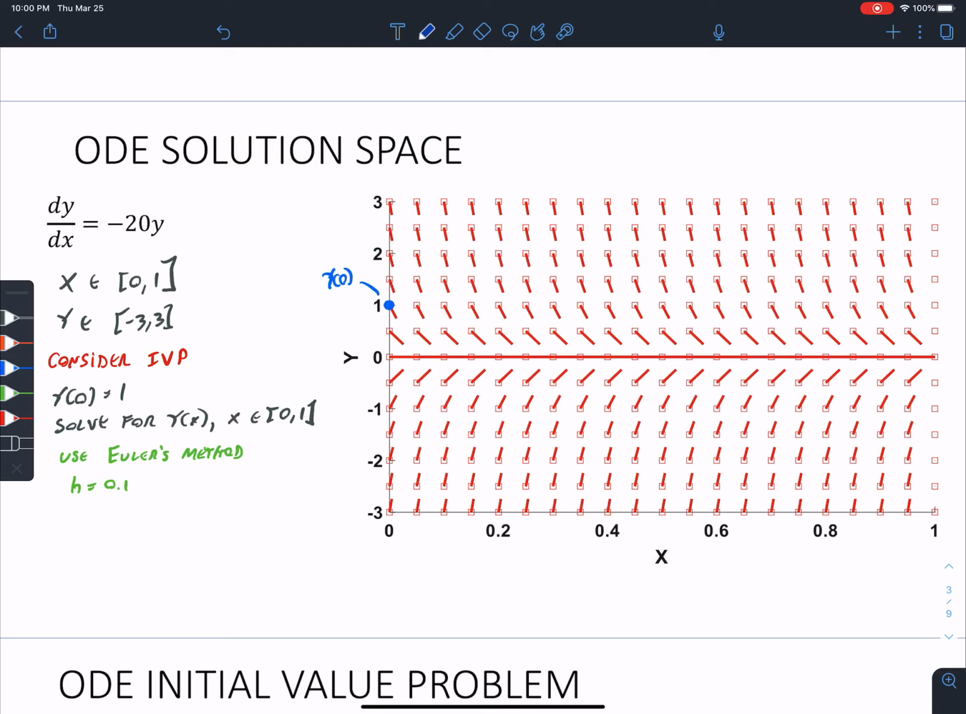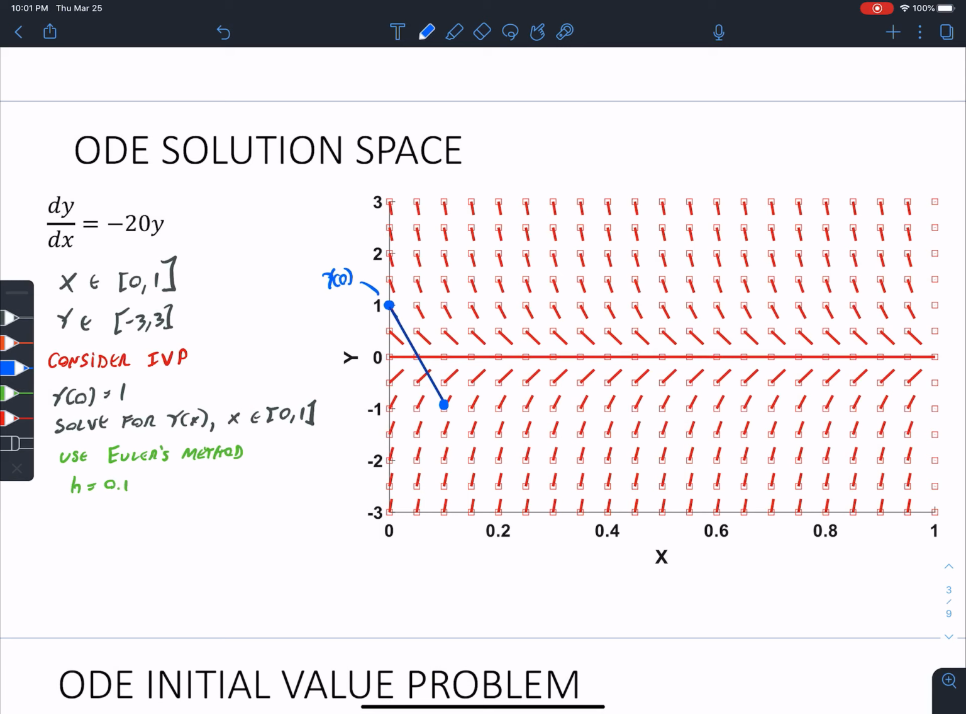So remember, Euler's method starts with getting the slope. The slope is given to us from here. So I'll draw a line that aligns with the slope, and we have to go 0.1, so this is roughly where we'll land. This will be our next point. That's one iteration of Euler's method.